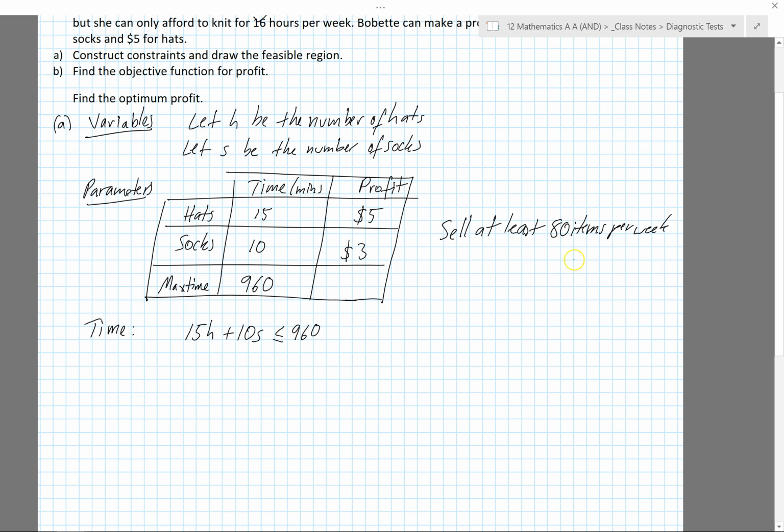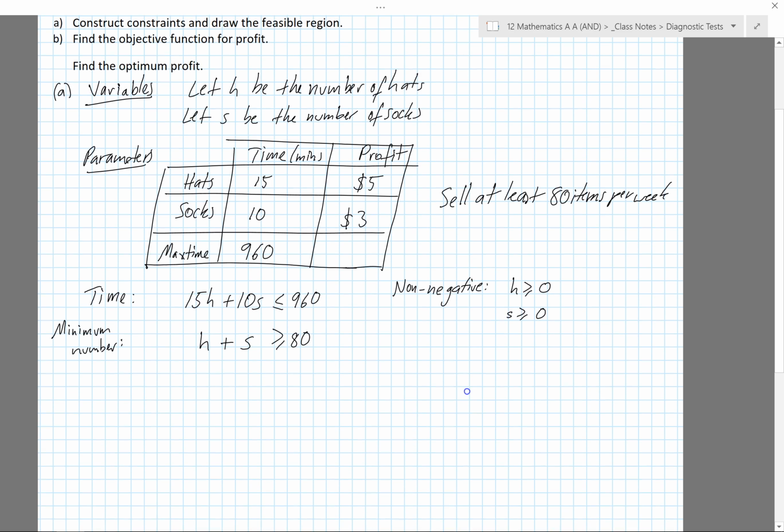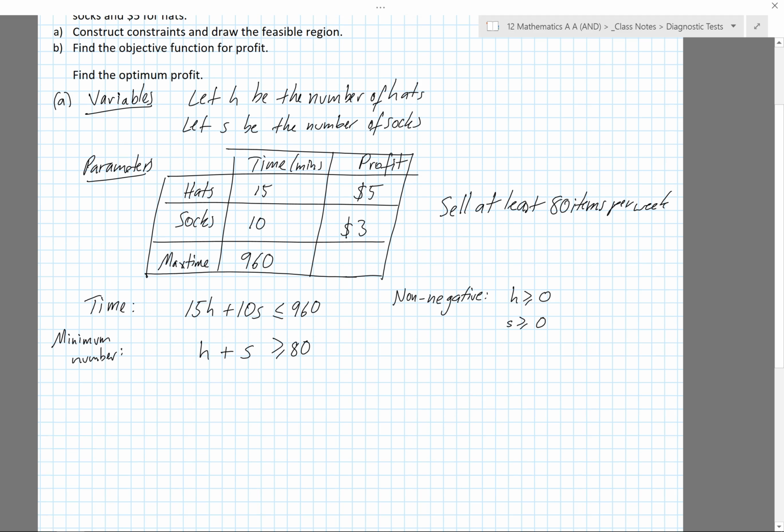The other constraint I have is a minimum number. So I know I need to sell at least 80 items per week. So something needs to be at least 80, and it'll be the total number of items, so my H hats and S socks. And just to make sure that I don't end up with any negatives, my number of hats and my number of socks need to be at least 0. Okay, so construct the constraints. Here they are, done.